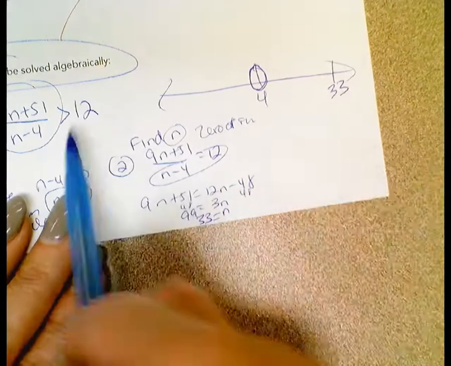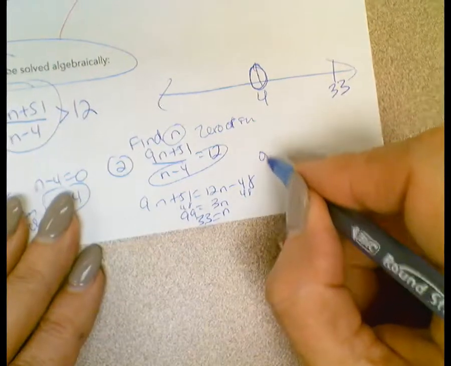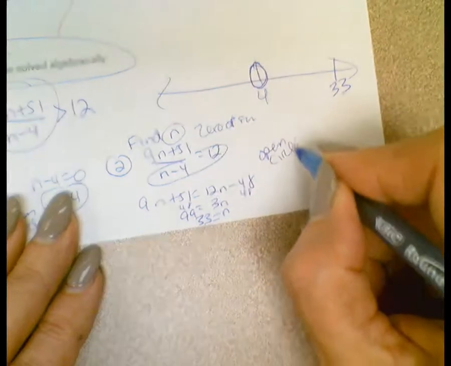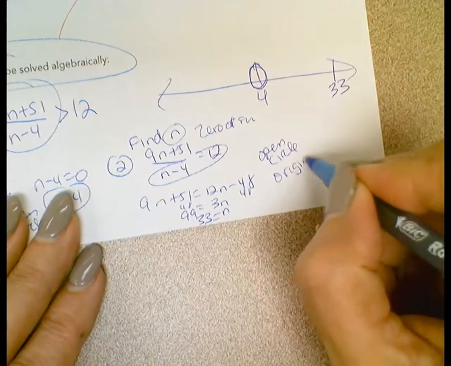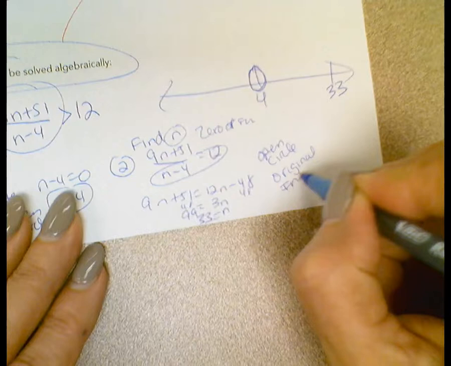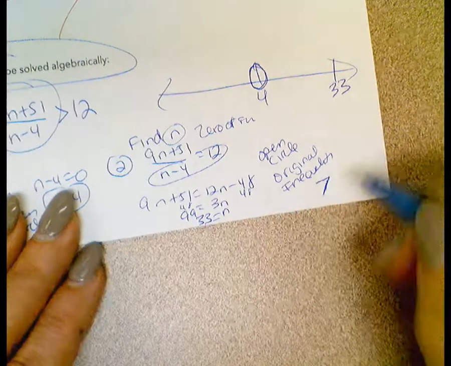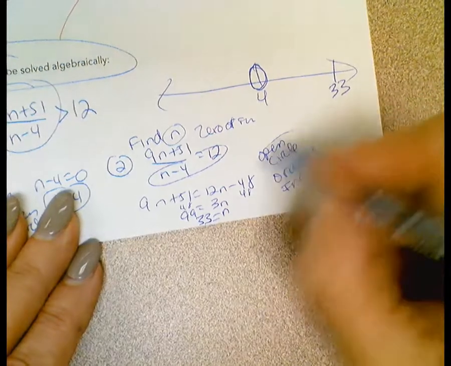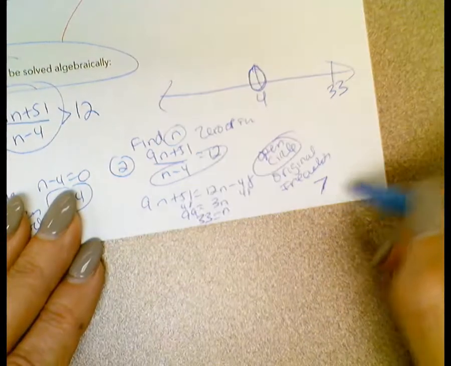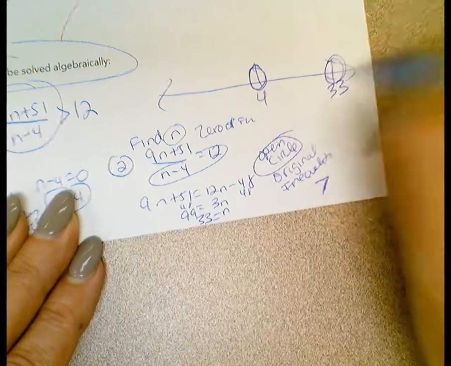So at 33, let's make it up, it's like right there. At 33, you're going to put an open circle because the original inequality does not have an equal sign. It's a greater than sign. Since there's no equal sign, it's an open circle. If that would have been greater than or equal, you would have had a closed circle. So we're going to have an open circle at 33.